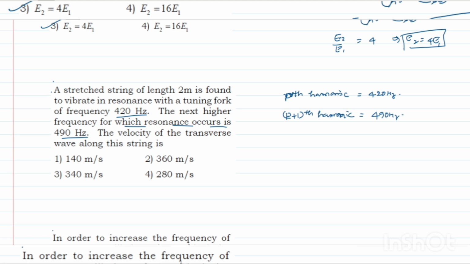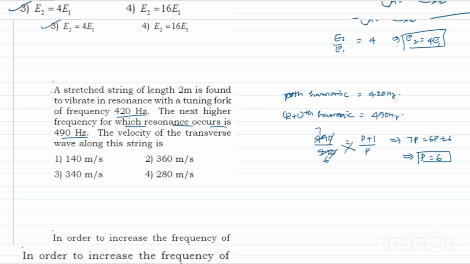You can take this ratio, students. Here 490 by 420 Hz. This is for the (p plus 1)th frequency by the pth frequency. So when you cross multiply, the 10 gets cancelled, and here you will get 49 and here 42, and cross multiplying, here you can take 7p equal to 6p plus 6, which is nothing but p equal to 6. So the number of segments you are getting is 6, students.